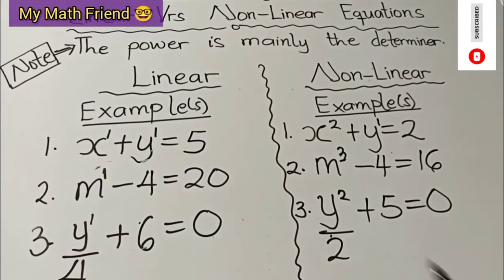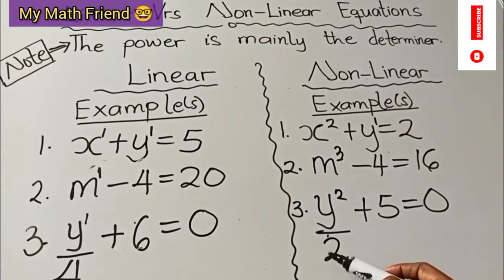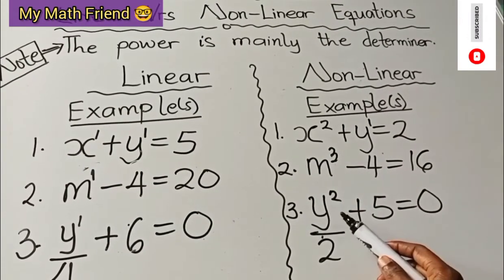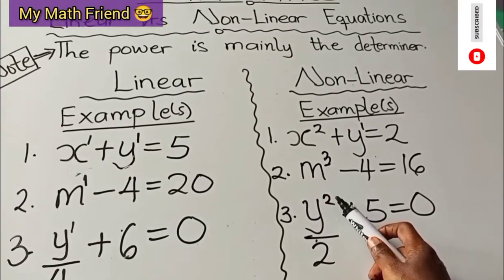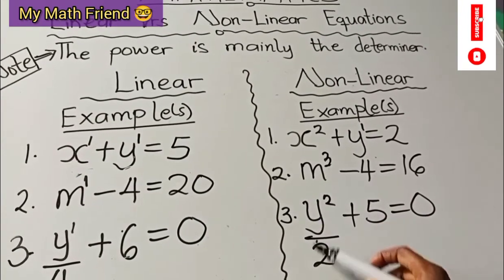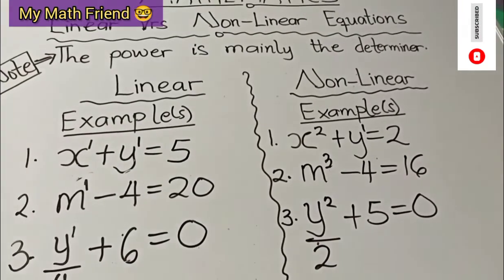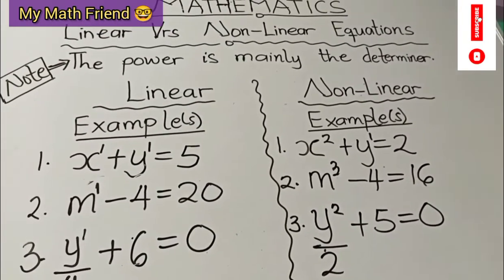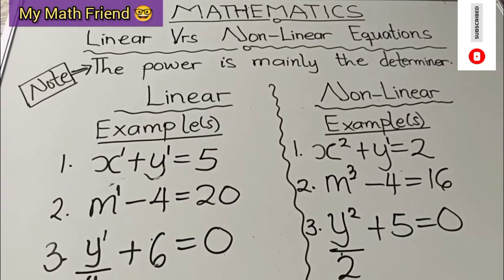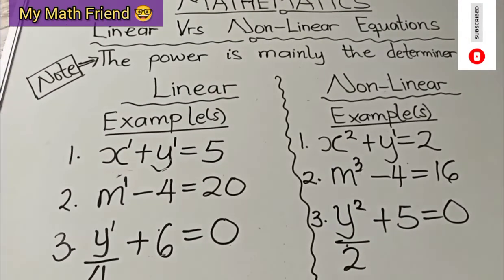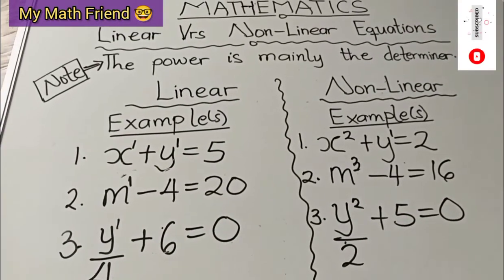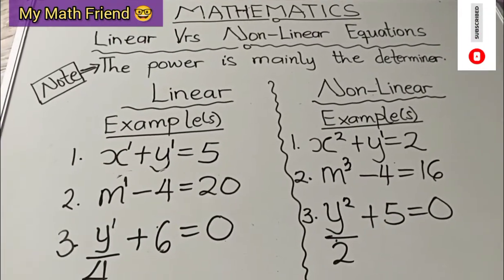Let's look at the non-linear. You have y squared over 2 plus 5 equals 0. This is non-linear in the sense that the power is more than 1, as it is to the power 2. So these are a few examples just to help you understand what linear and non-linear equations look like, and it's going to help you identify them whenever you see such equations.